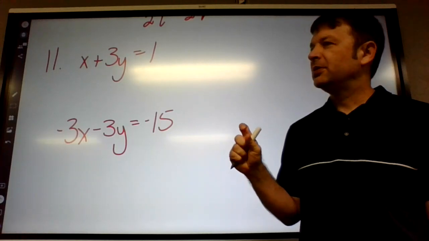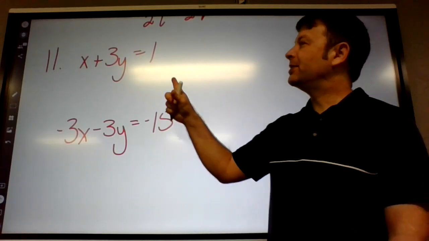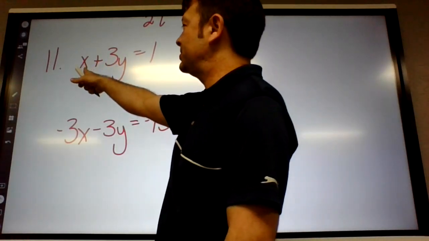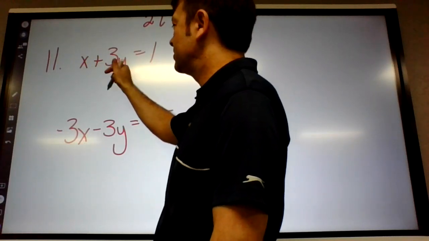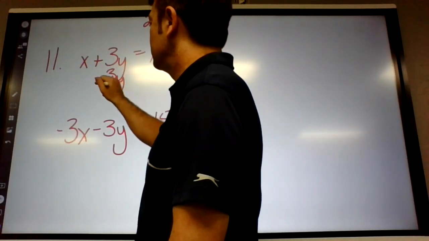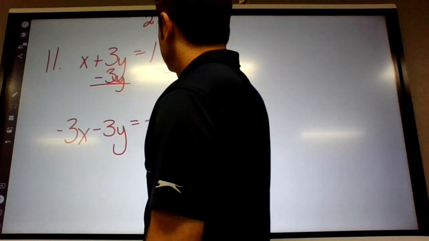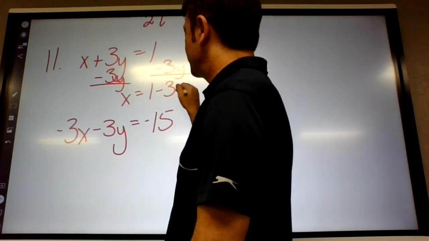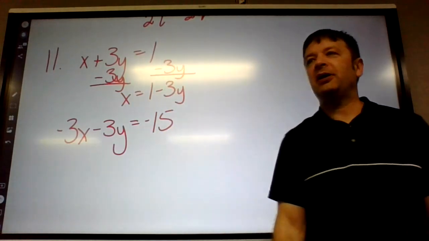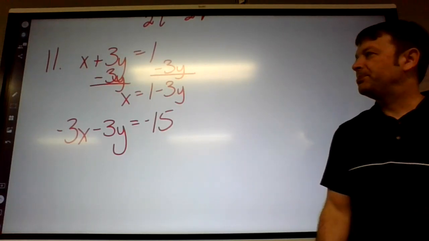You could just get rid of the y. Okay, right. It would be easier to just get x by itself, because how would we get rid of this thing? You just subtract it by that, and then it's gone. So x is 1 minus 3y.